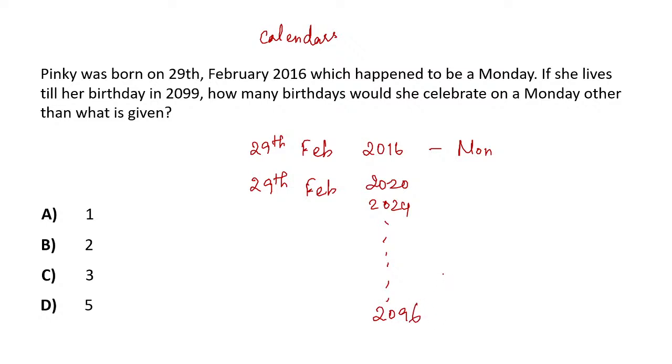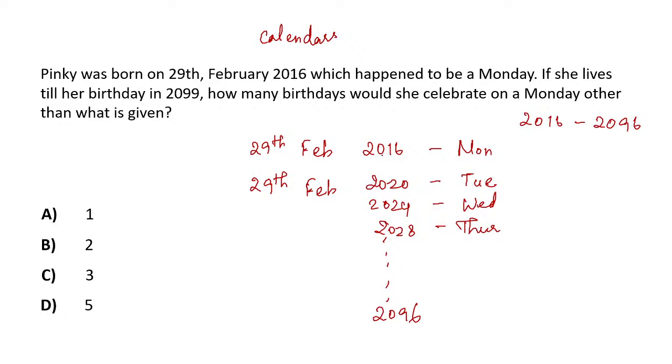So we'll have to consider only the years which are multiples of 4 less than 2099, which is 2096. If 29th February 2016 is a Monday, then 29th February 2020 will be a Tuesday. Correct. And this will be a Wednesday. And 29th February of 2028 will be a Thursday. So likewise, from 2016 to 2096, how many multiples of 4 are there is what we are going to find.